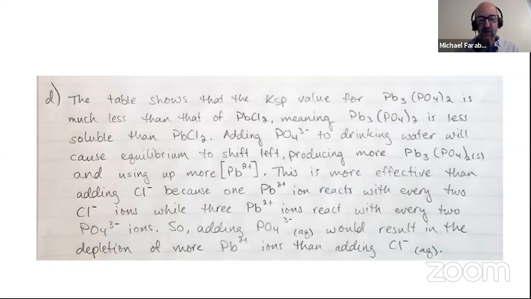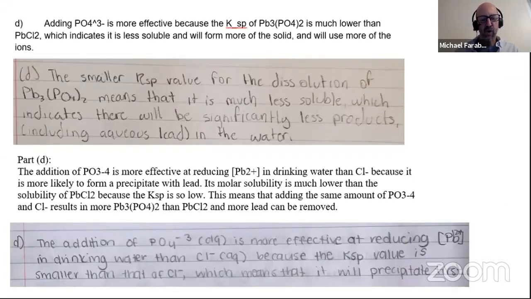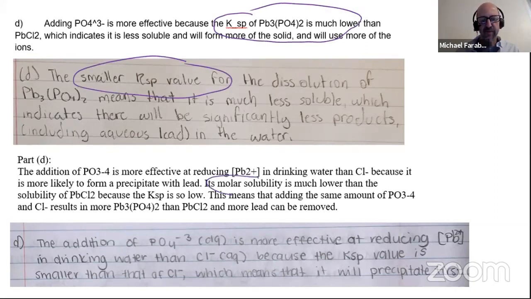This is more effective than adding chloride because 1 lead ion reacts with every 2 chloride ions, while 3 lead ions react with every 2 phosphate ions. So adding phosphate would result in the depletion of more lead ions from solution than adding chloride. Great answer. All right, these answers, both typed and handwritten, are focusing on the smaller size of the Ksp. The Ksp is much lower, smaller Ksp value. Its molar solubility is much lower because the Ksp is so low. Again, Ksp value is smaller.